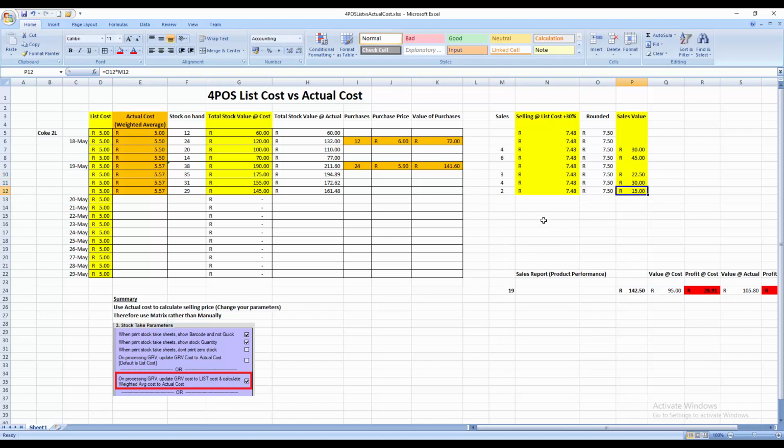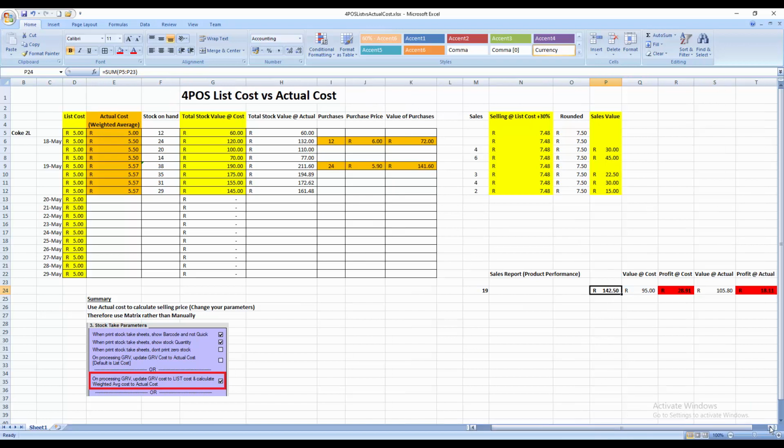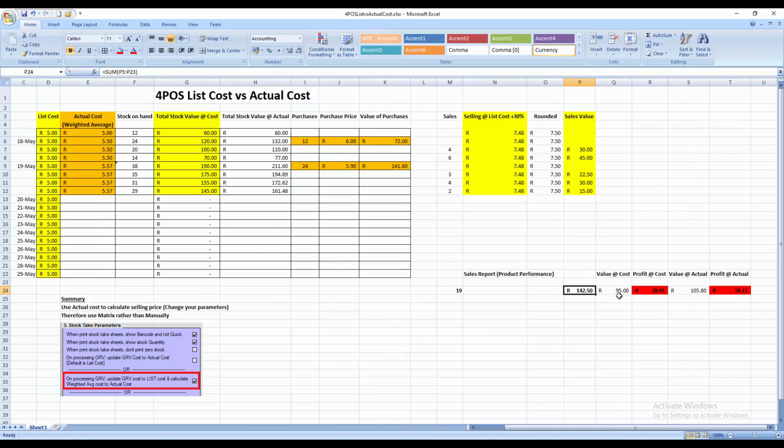Okay. Now comes the interesting part. Now we start looking at what our product performance or sales report will report. So the total sales that we had for the day, or for the 2 days for the period end, was 19 items. My sales value in total for all those items was 142.50. Remember that includes VAT. Okay. Just going to move right a little bit. Now my value at cost for those 19 items is, in other words, the quantity multiplied by the list cost, as you can see over here.